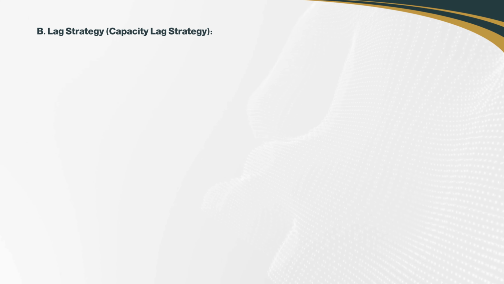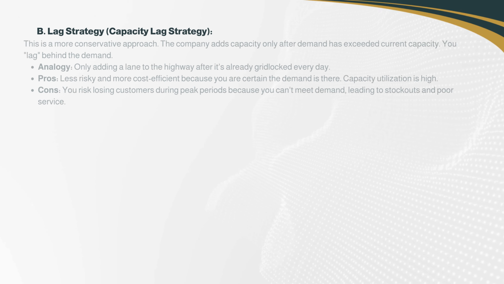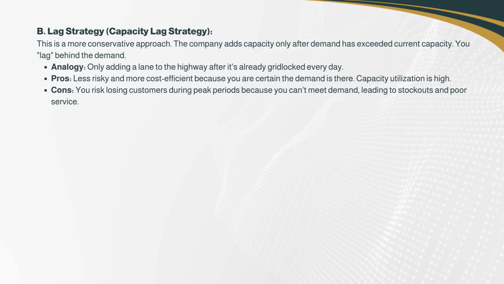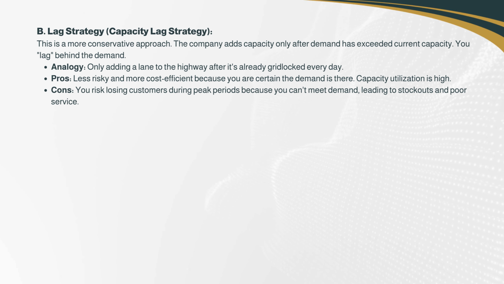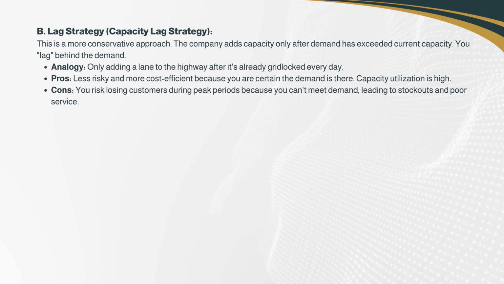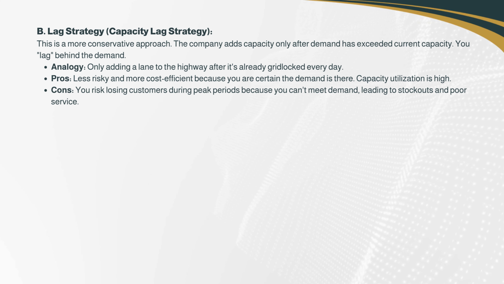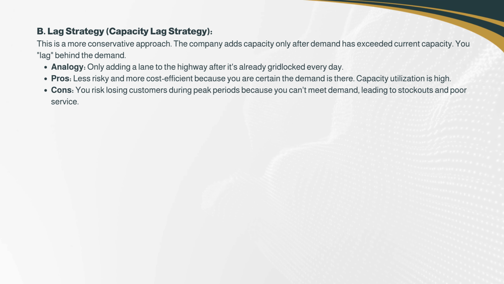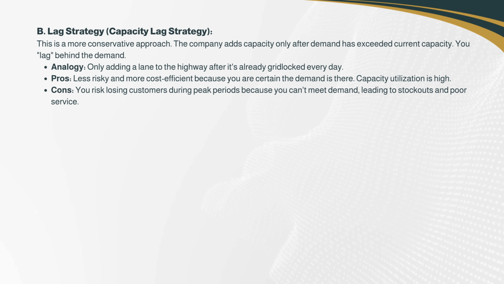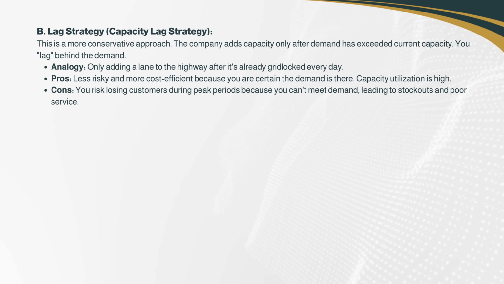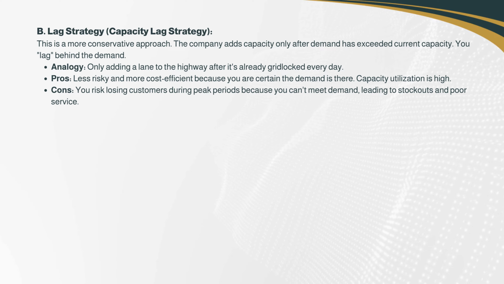B. Lag strategy, capacity lag strategy. This is a more conservative approach. The company adds capacity only after demand has exceeded current capacity. You lag behind the demand. Analogy: only adding a lane to the highway after it's already gridlocked every day. Pros: less risky and more cost-efficient because you are certain the demand is there. Capacity utilization is high. Cons: you risk losing customers during peak periods because you can't meet demand, leading to stockouts and poor service.